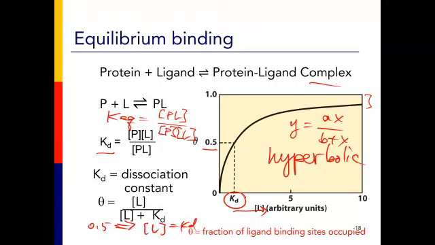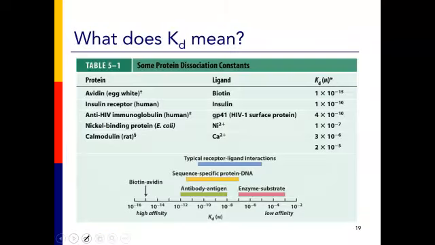That's the general equation for a hyperbola, like y equals mx plus b is the equation of a line. B is KD, and A is just 1 because it's a fraction, the maximum that you can get bound is 1, so it's just 1 times ligand. X is the ligand concentration, so as we vary X on the x-axis, we get a new theta, that's the Y.